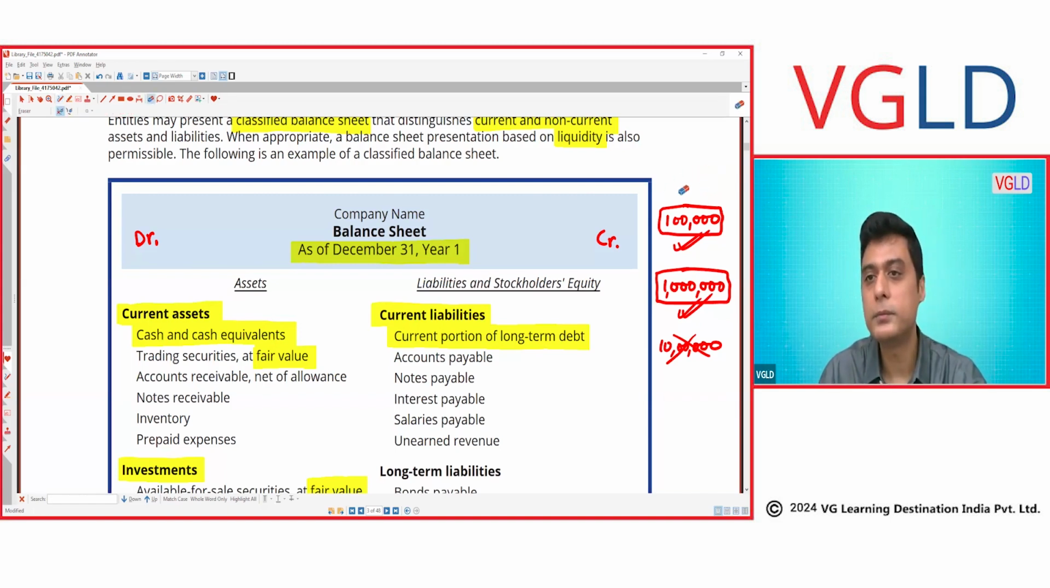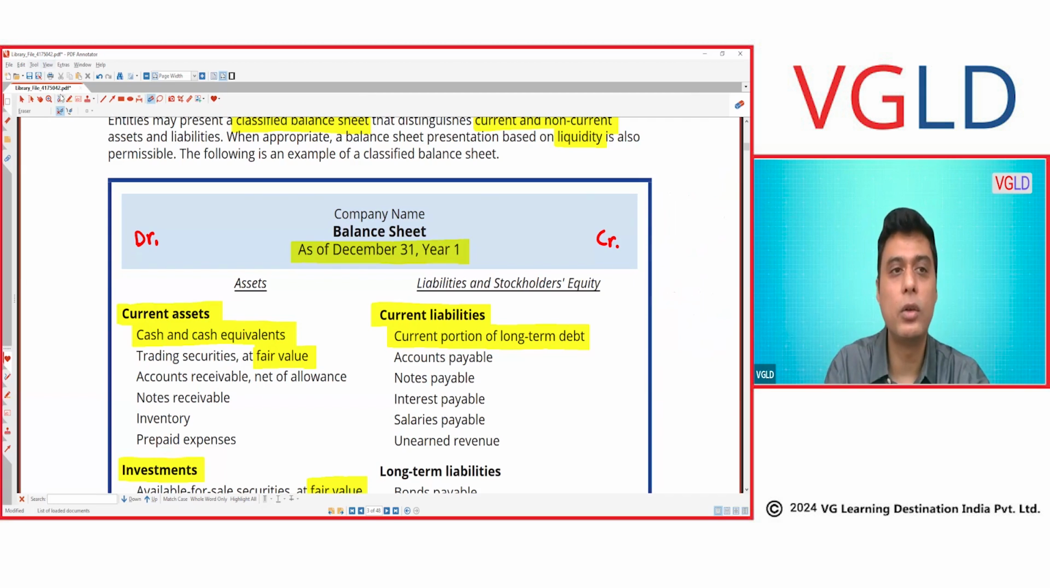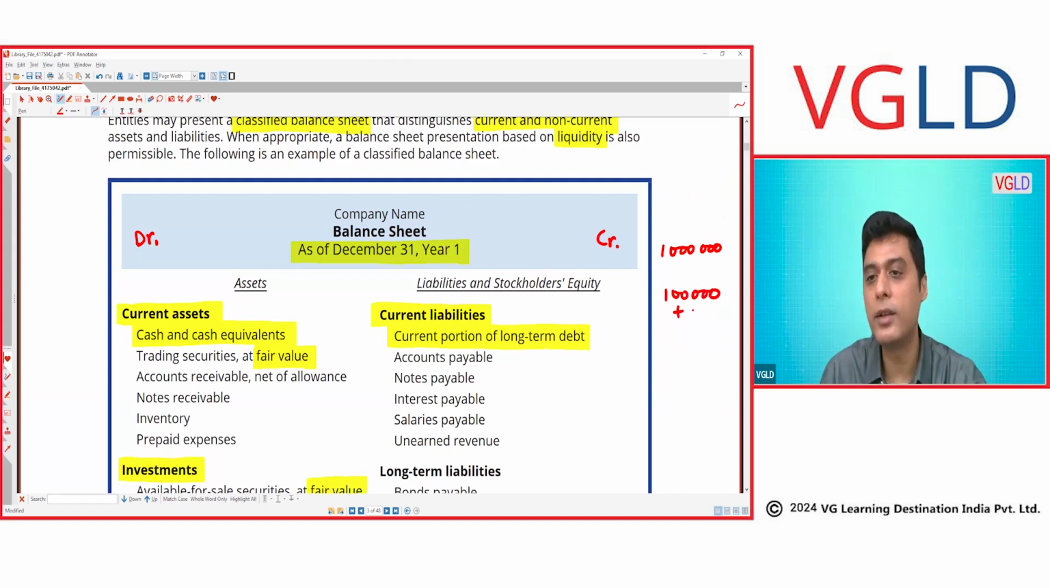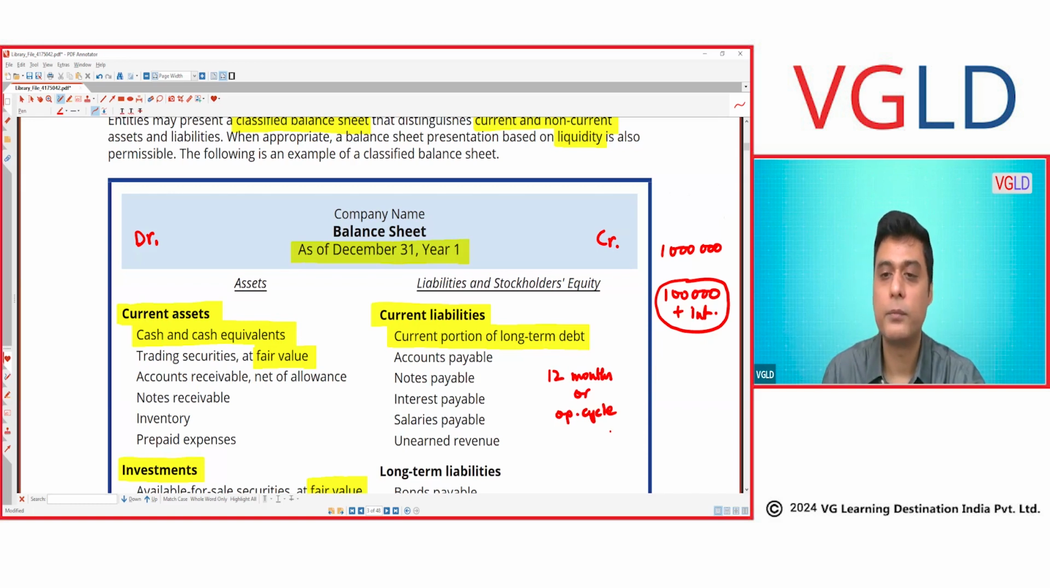All right. So suppose it was a $1 million loan, and now you are paying 100,000 every year for the next 10 years, plus interest. Whatever is due within the next financial year, next 12 months, or the operating cycle of the company, whichever is longer. What is the definition of current? It is not just 12 months. It is 12 months or the operating cycle of the company, whichever is longer.